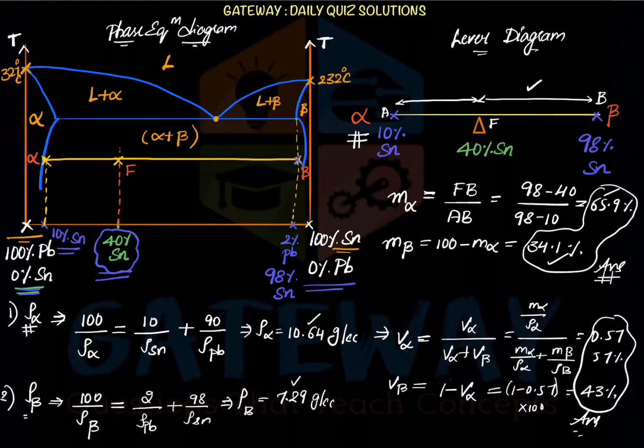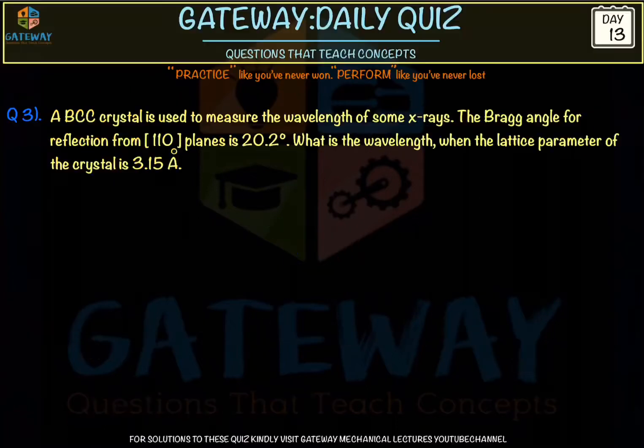So in this way, we will be solving the equilibrium diagram questions. We've taken too long just to explain each and every term, what it is, and how we'll take the levers and everything. Here is our question number 3. From here we'll be very fast.